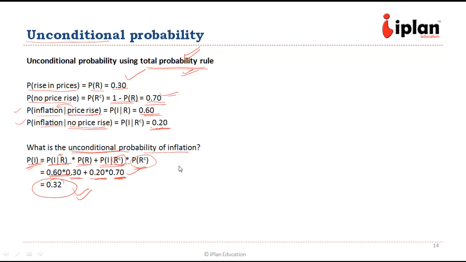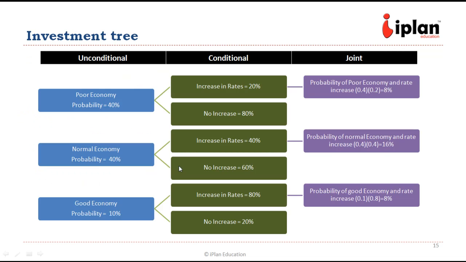So now let us move to the next topic, which is the investment tree. Through the investment tree we can see the calculation of unconditional probability. The first case is for economy. There are three cases. The economy could be poor, it could be normal, or it could be good. There are only three cases given here. The probability is 40% for the poor, 40% for the normal, and 10% for the good economy.